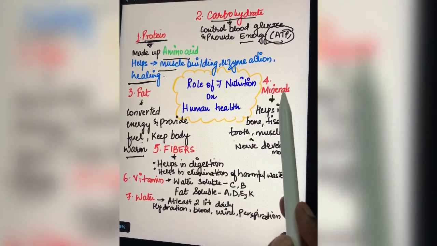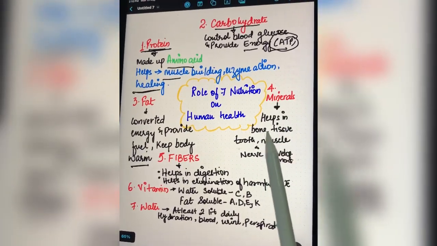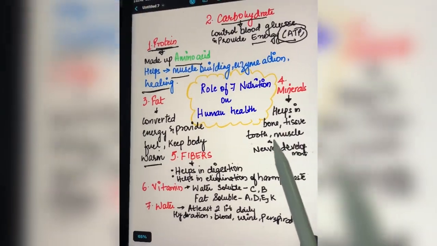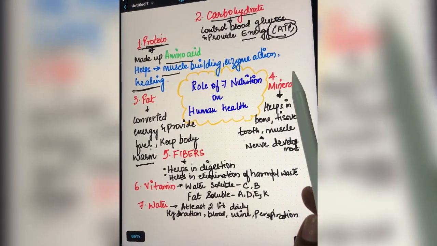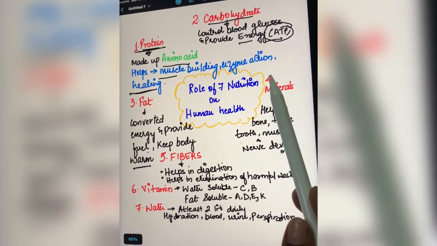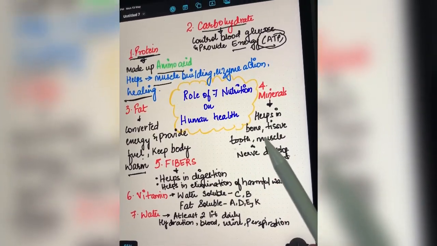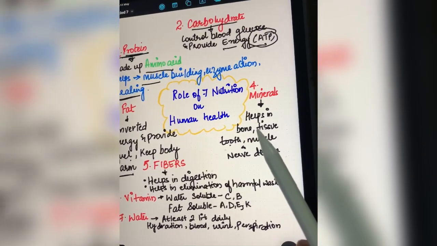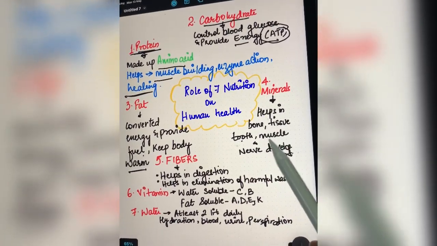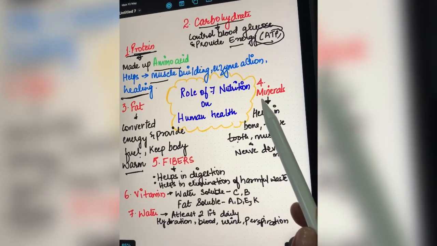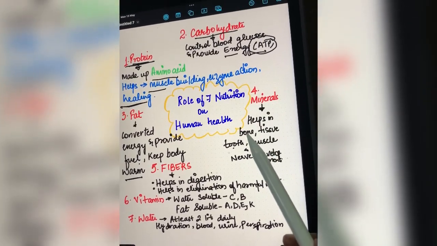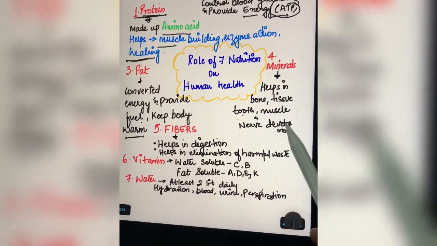Then comes number 4, that is minerals, and minerals help in bone, tissue, tooth, muscle and nerve development. So we have various minerals, like, for example, calcium. Calcium helps in tooth and bone development. We have magnesium. Magnesium plays a very vital role in your muscle and nerve development. So we have different minerals which work on our bone, tissue, muscle and nerve development.